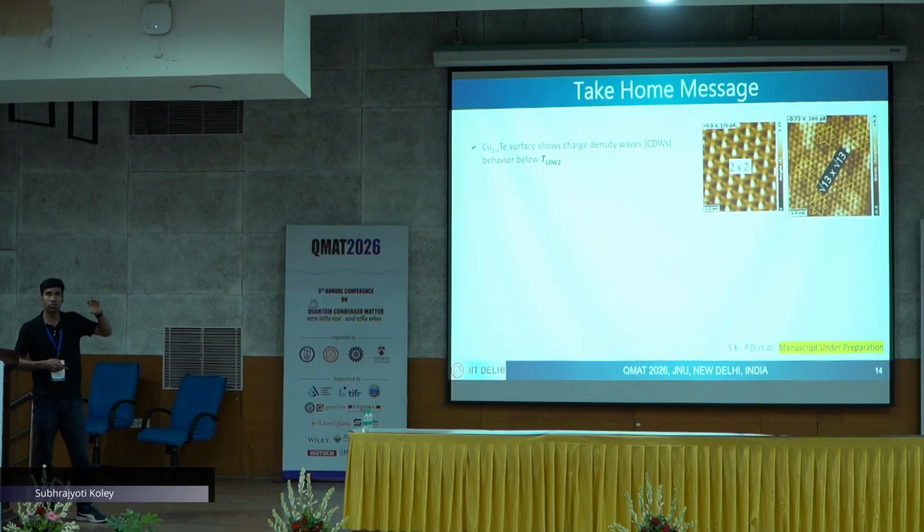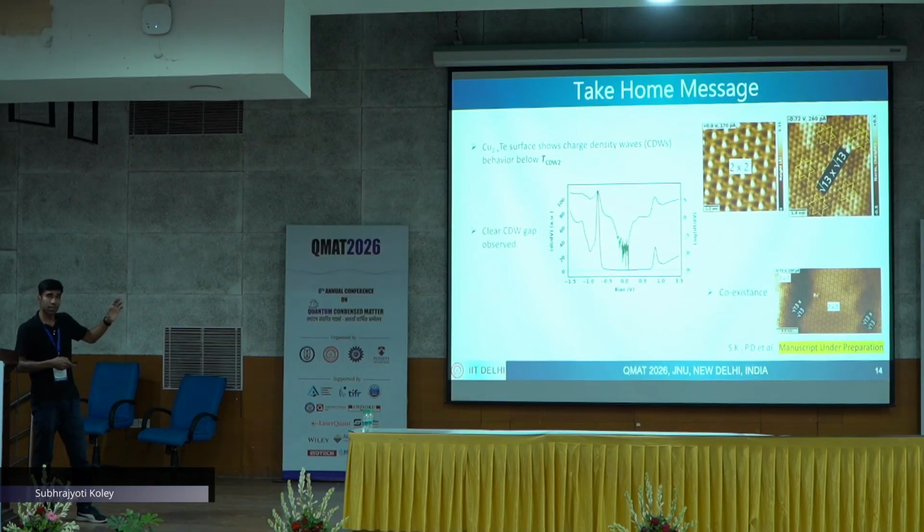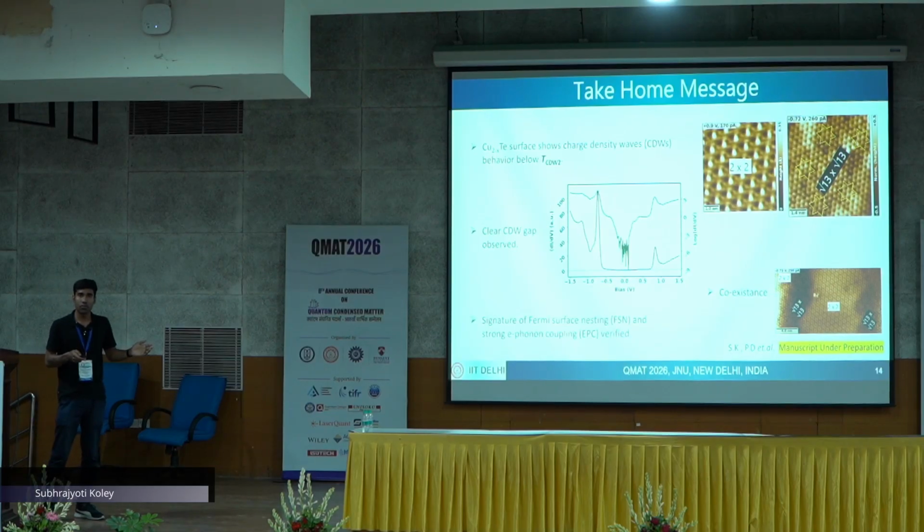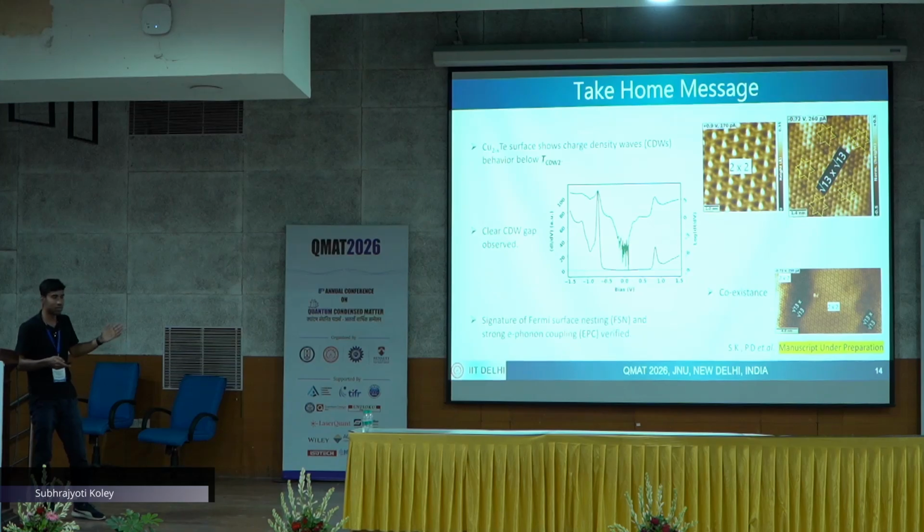We are getting two types of CDW on the surface, 2x2 and √13 × √13. Then there is a gap opening, and they are also coexisting on the surface, and more than electron-phonon coupling is happening on the sample surface, because the Star of David itself is a complex construction on the surface.